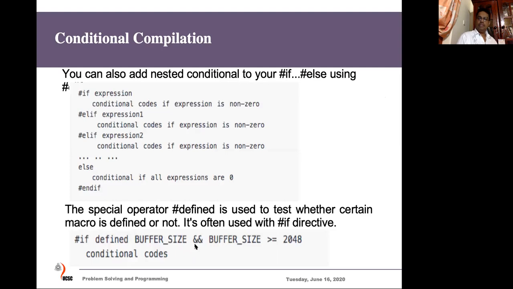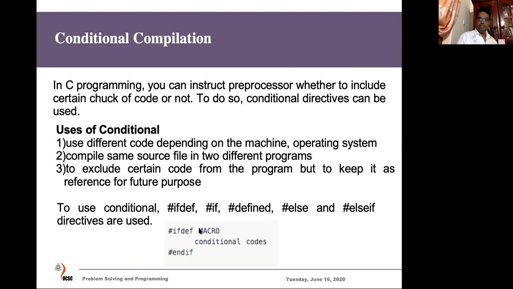Not only definition, we can use the if preprocessor. The previous one, ifdef, checks if something is defined. Similarly, we can get the negative preprocessor as well, called ifndef, if not defined. So both if defined as well as if not defined are available. So this talks about defining some macro.